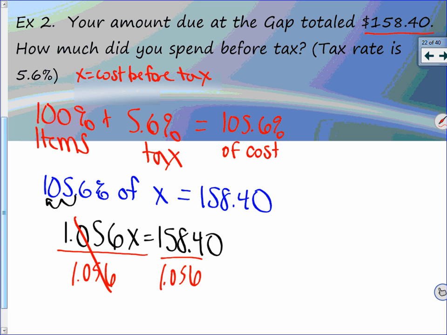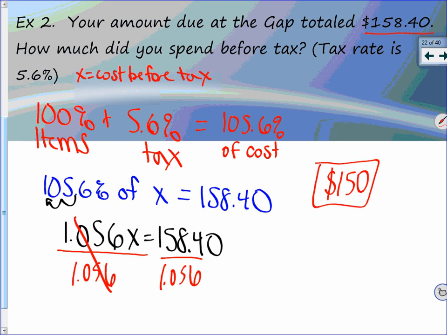And the reason it is going to be greater or less mathematically is because you're dividing by a number bigger than 1, then the number gets smaller. So what do we get? I think $150? Okay. That's the cost before taxes added in.